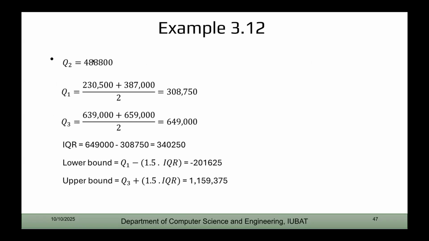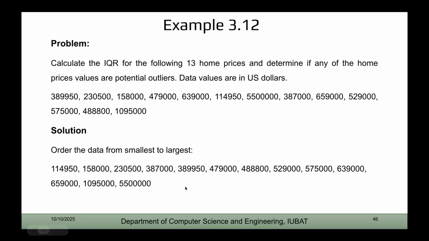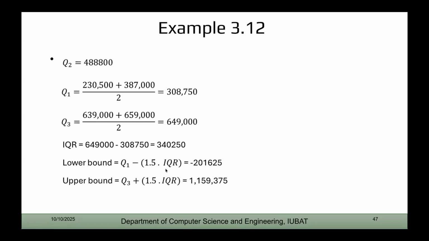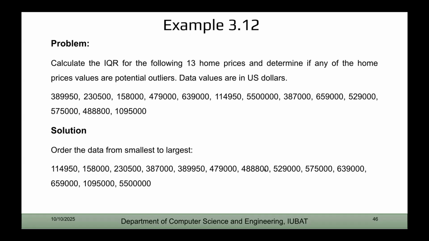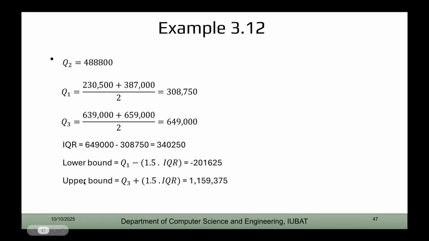Now for Q1, here we have six values: 1, 2, 3, 4, 5, 6. You pick the middle two values and divide their sum by 2. This is Q1. After the median, you also have six values, like 639 and 659. So 639 and 659 will be the middle ones here, and this is our Q3. So we found Q1, Q2, and Q3.